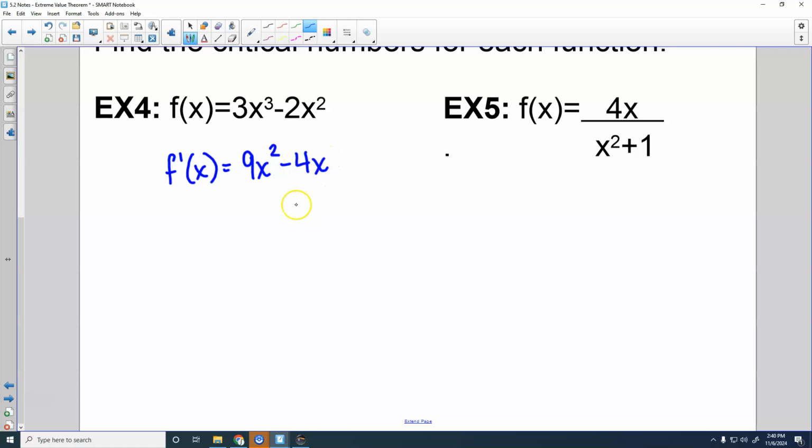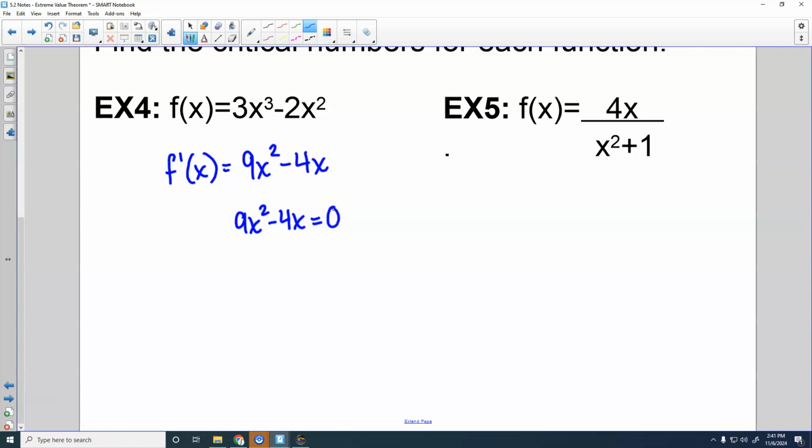9x squared minus 4x. And then I want to see where this derivative would equal 0 or be undefined, but is it going to be undefined? No, it's not going to be undefined because you don't have a 0 in the denominator. So you'll just say 9x squared minus 4x equals 0.